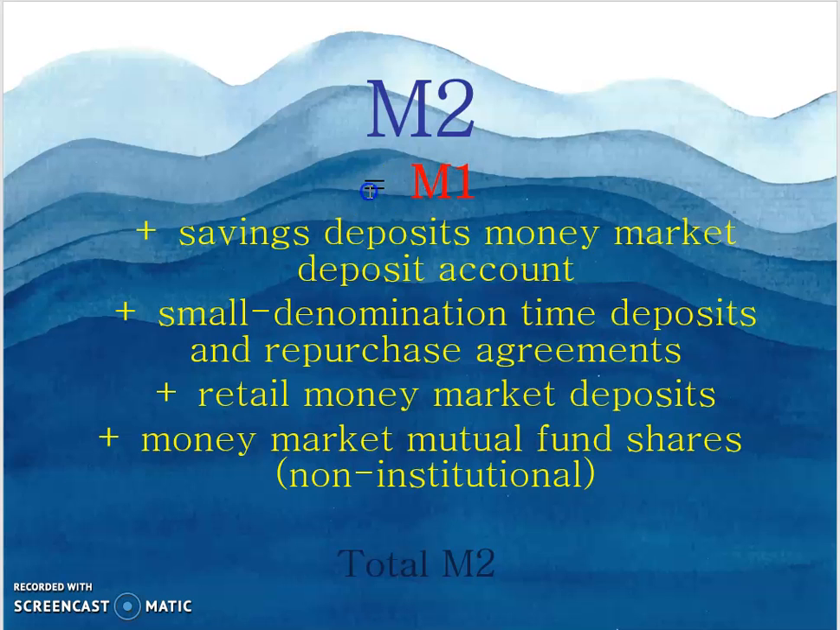M2 is equivalent to M1 plus savings deposits, money market deposit accounts, small denomination time deposits and repurchase agreements, plus retail money market deposits and money market mutual fund shares. So the total of this will create the M2.